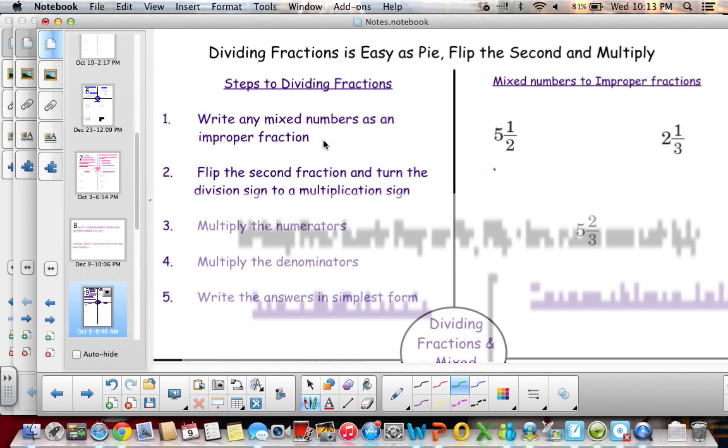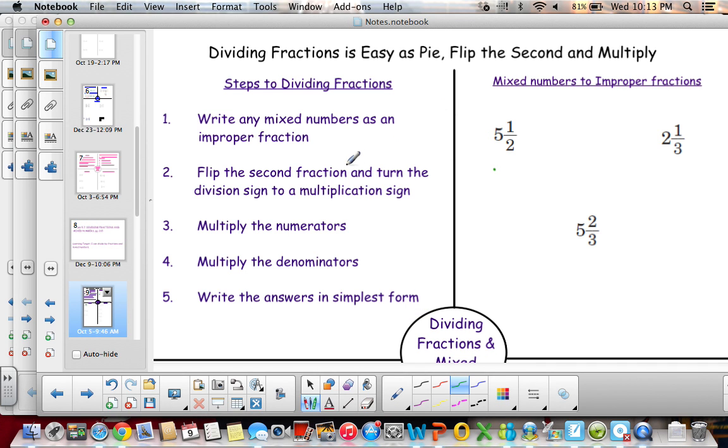Okay, so when we are dividing fractions, there's some steps that we need to follow, just like when we add and subtract and multiply. So they're all just a little bit different. So the first thing that we need to do is we need to write any mixed numbers as an improper fraction. So we need to convert.